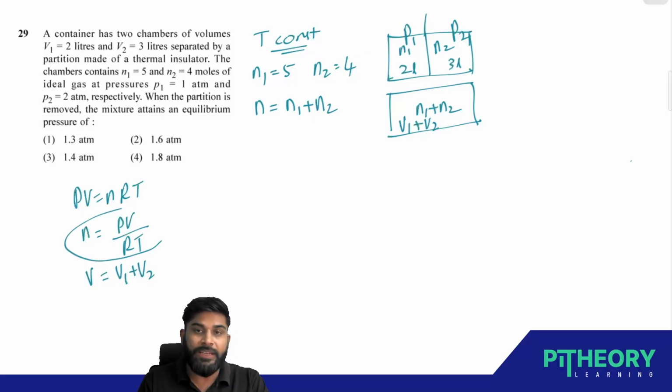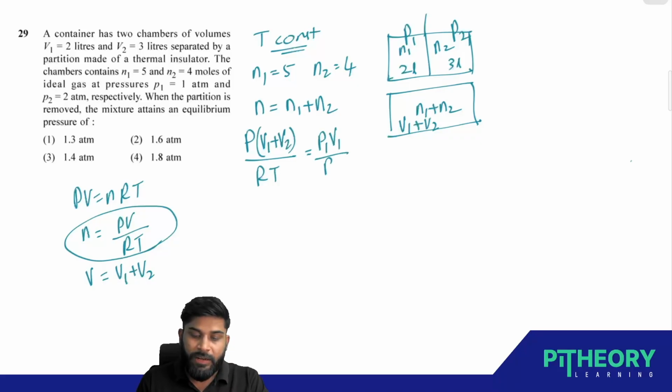From this relation, n is equal to PV by RT. We can write it as P, which is the final pressure, into the final volume, which is V1 plus V2 only, divided by RT. That will be equal to initial pressure P1 V1 divided by RT, right? Plus P2 V2 divided by RT, we can add.